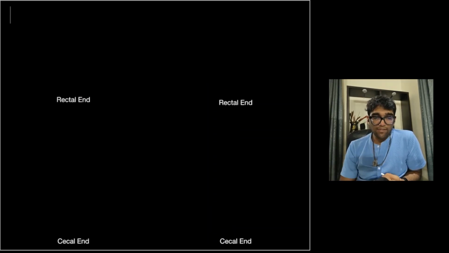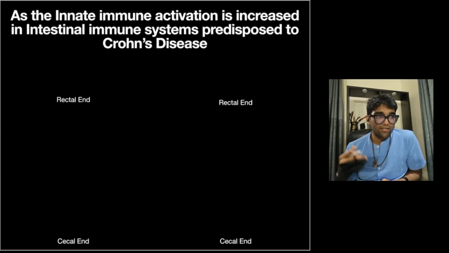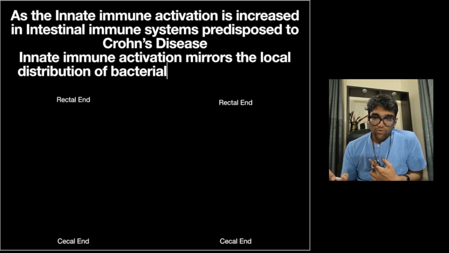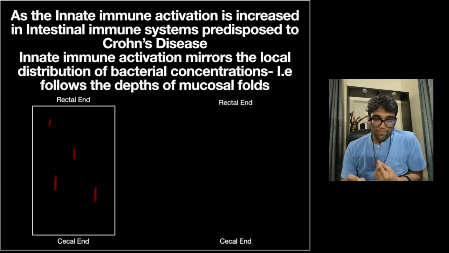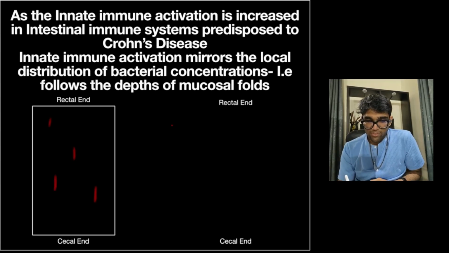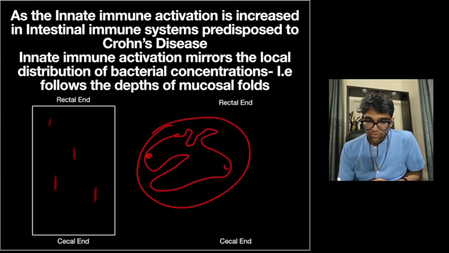On the other hand, as innate immune activation threshold is reduced in Crohn's disease, there is primarily an innate immune activation in Crohn's disease. Innate immune activation mirrors the local distribution of bacterial products, the concentration of bacterial products, and therefore follows the depths of the mucosal folds. So see, these are the folds. Okay, these are the folds of the mucosa, and therefore it is these areas that are going to get affected.